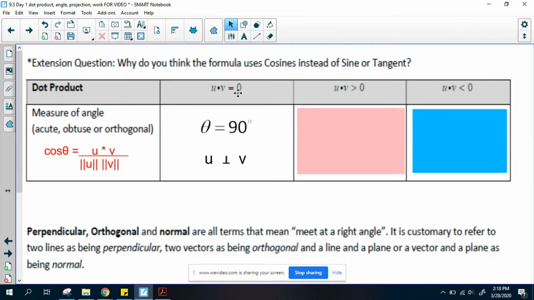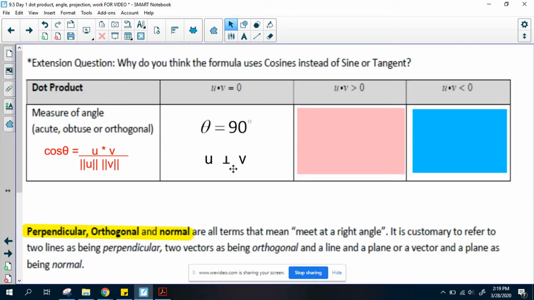So if you end up with a dot product of 0, that means they're perpendicular. But in vector world, we don't use the word perpendicular. We use the word orthogonal. Perpendicular, orthogonal, and normal are all terms that mean they meet at a right angle. Perpendicular is common to see in our normal function world. Orthogonal is what we use in vectors. And normal is when we have a plane and a vector, so we'll get to that in a couple units. But for now, when we say u and v are perpendicular, we're saying they're orthogonal.